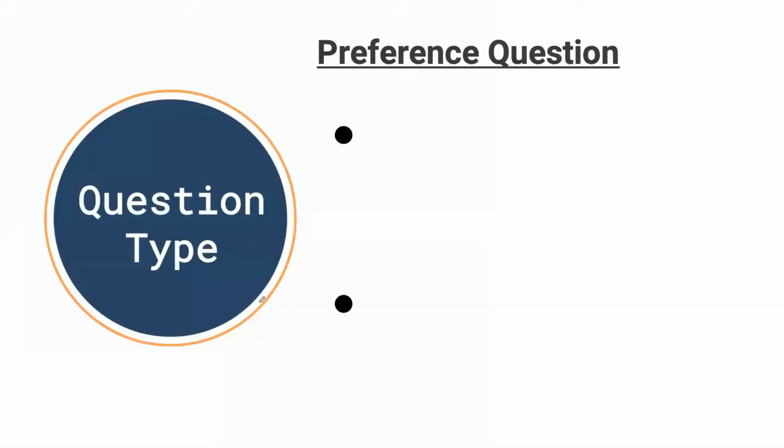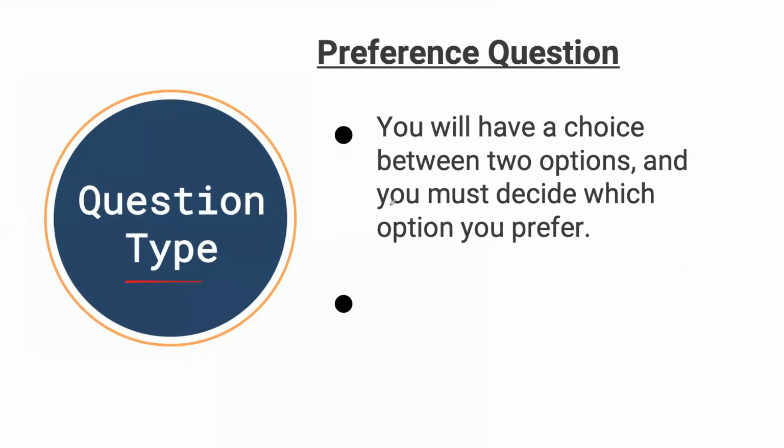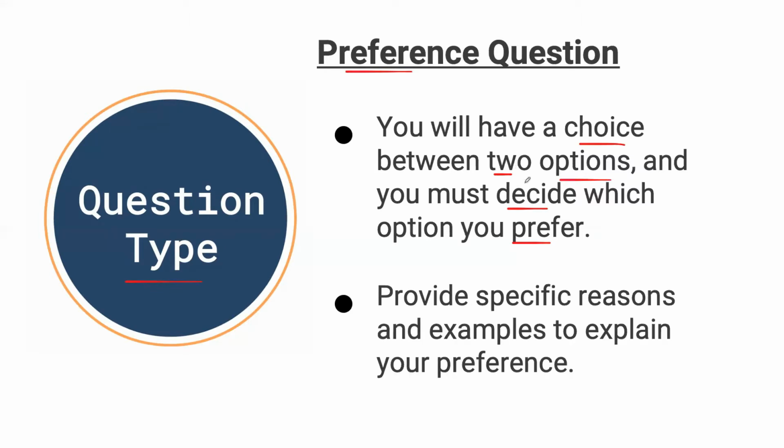Now, when it comes to the preference question essay, I want you to keep a couple of things in mind with this question type. First off, you are going to have a choice between two options, and so then you must decide which option you prefer. So again, preference, you're going to have just two options here. This is what differentiates this question from the other questions. So keep that in mind whenever you see two options. And of course, you have to provide specific reasons and examples to explain your preference.